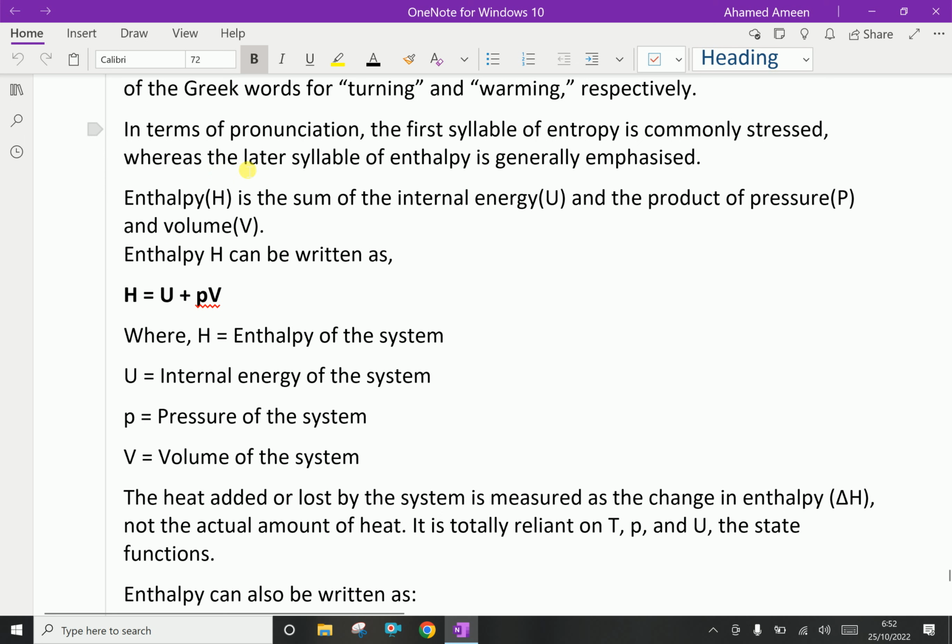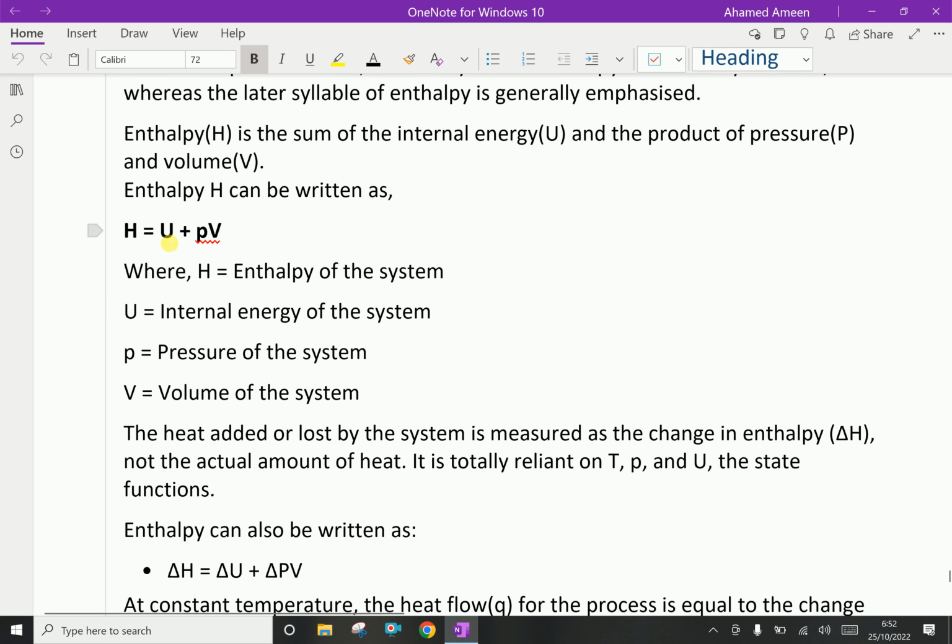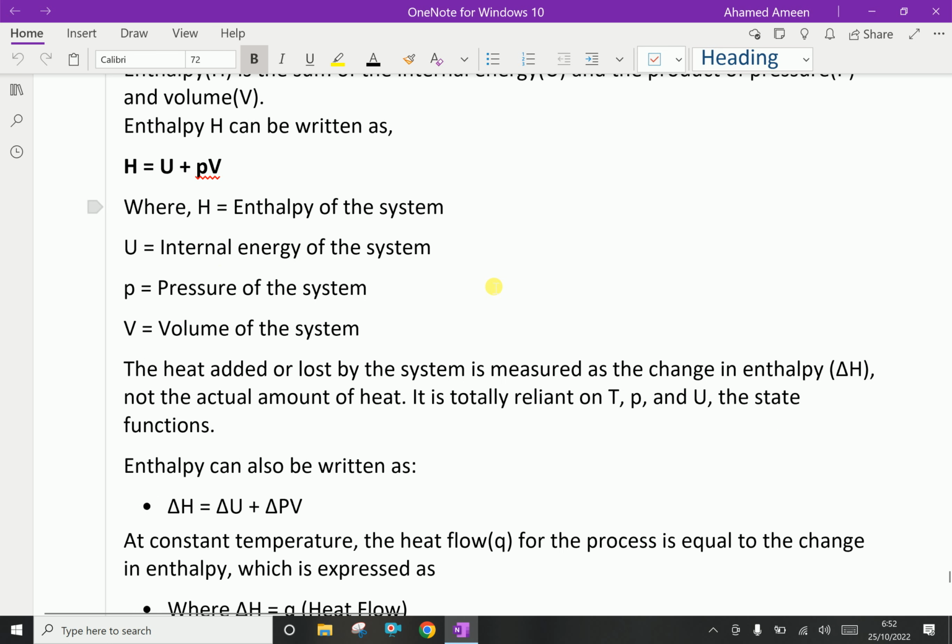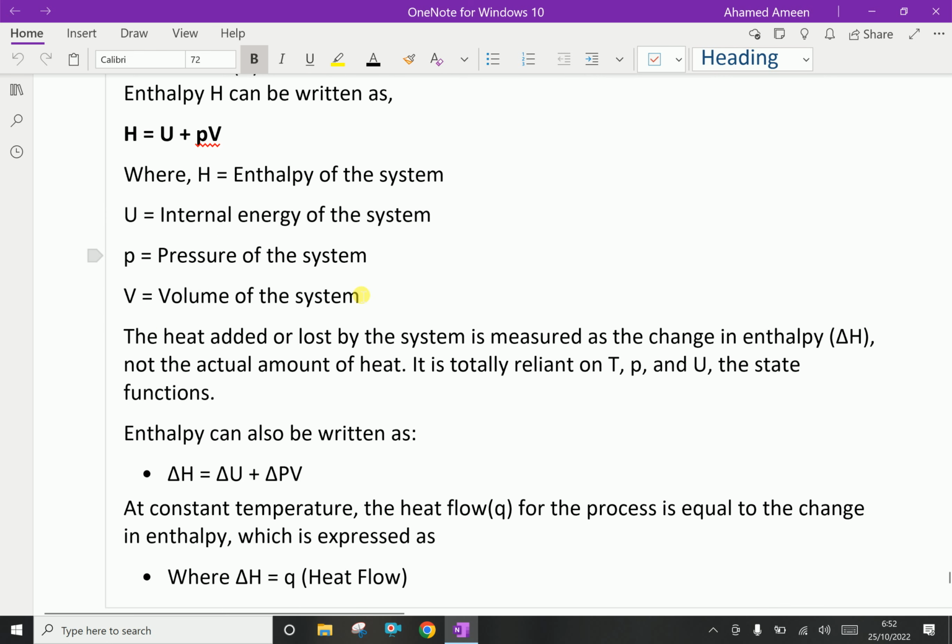In terms of formula, enthalpy H, capital H, is the sum of the internal energy U and the product of pressure and volume, PV. Look at this: pressure and volume, PV, plus internal energy U, both added is H, that is enthalpy. Therefore H = U + PV, where H is the enthalpy of the system, U is the internal energy of the system, P is the pressure of the system, and V is the volume of the system.